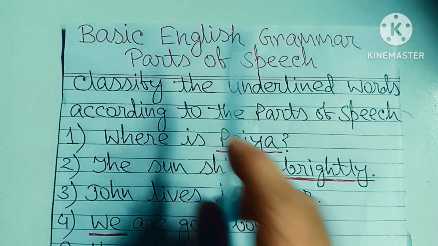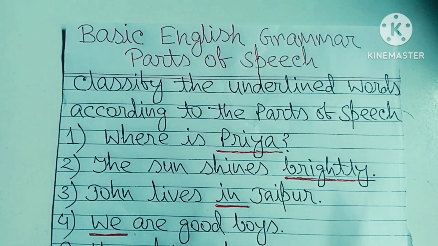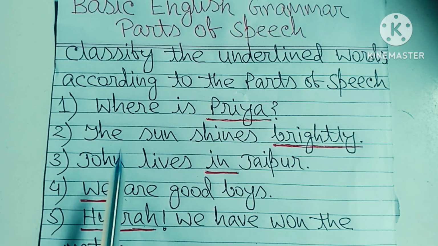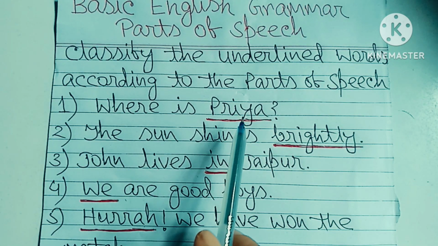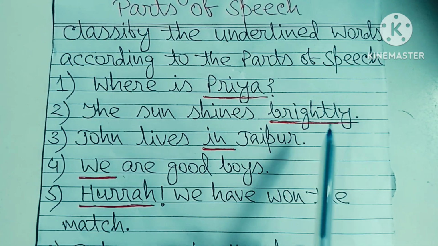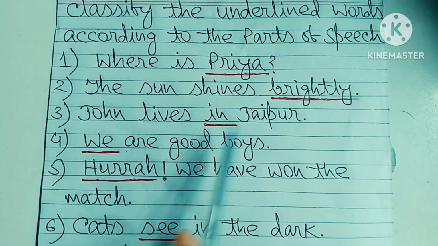Basic English grammar: parts of speech. Classify the underlined words according to the parts of speech. Number 1, where is Priya? Underlined word is Priya. Number 2, the sun shines brightly. Underlined word is brightly. Number 3, John lives in Jaipur.